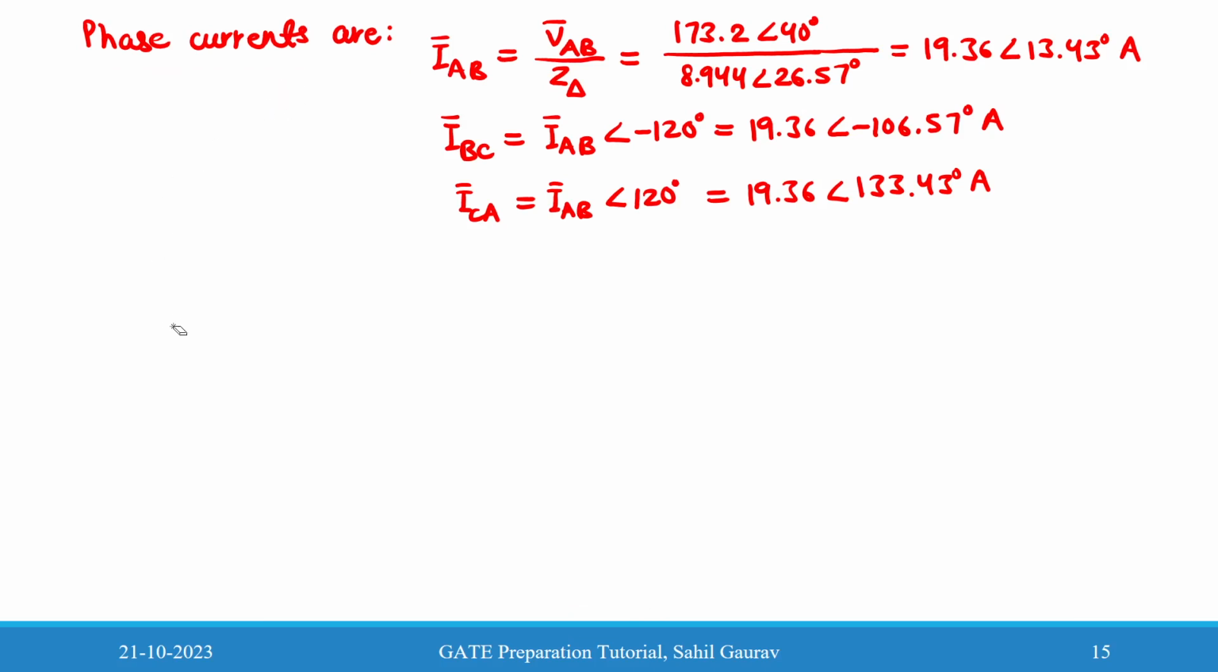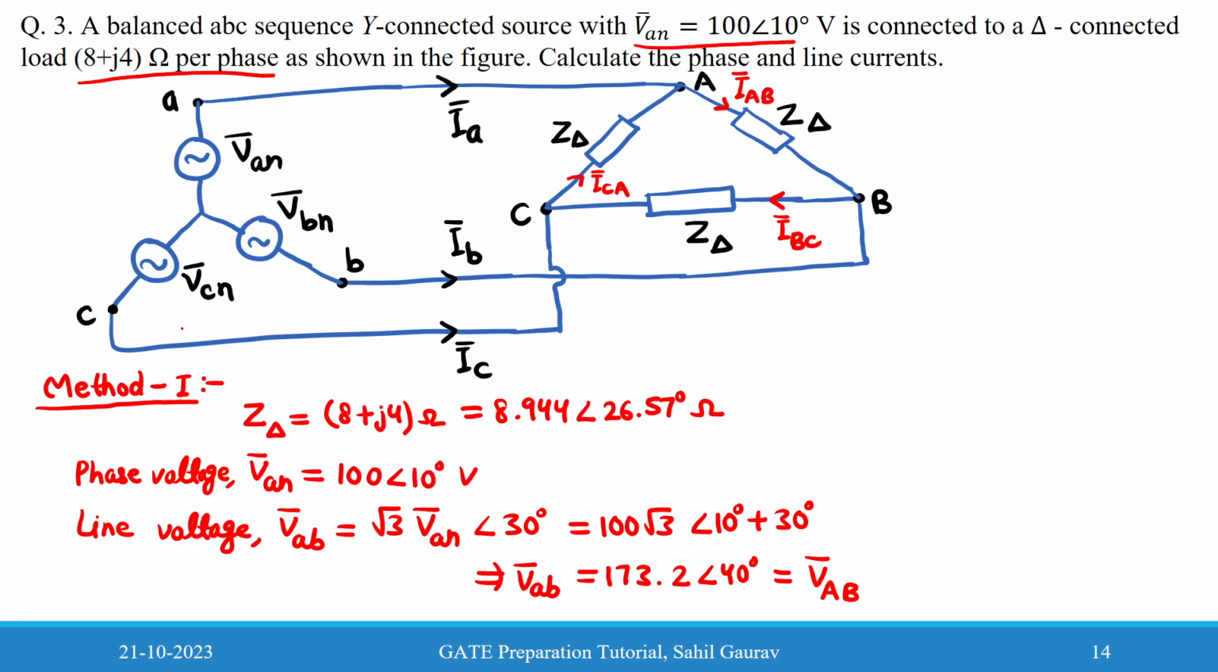Root 3 times the phase current, and the angle, 30 degree. Lead or lag? The lag. Yes, correct. But sir, where did this angle come from? This angle we have derived here.